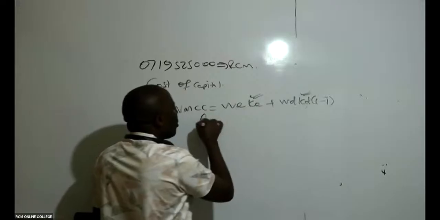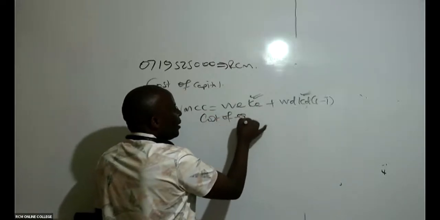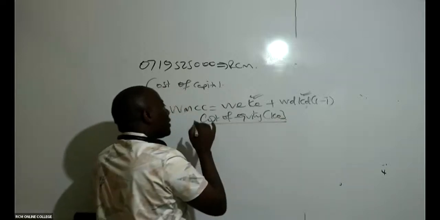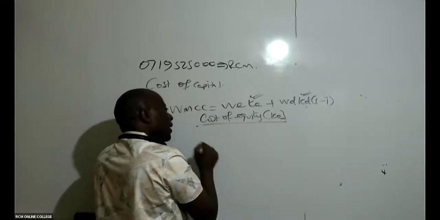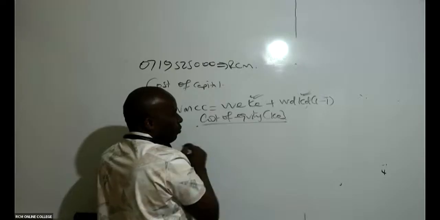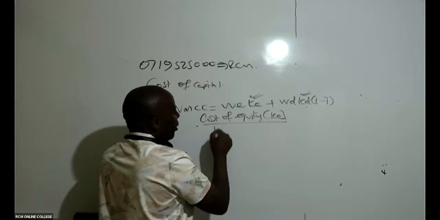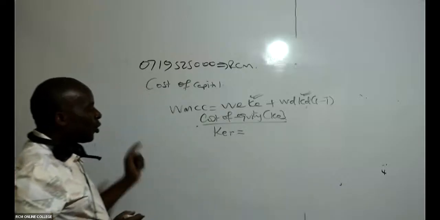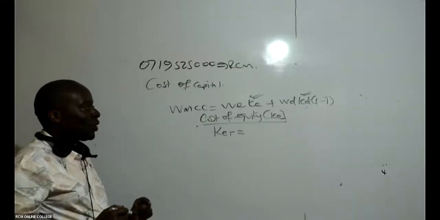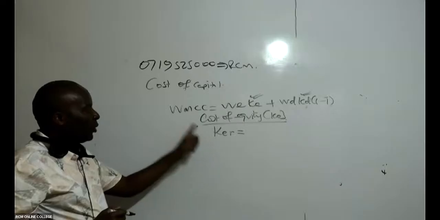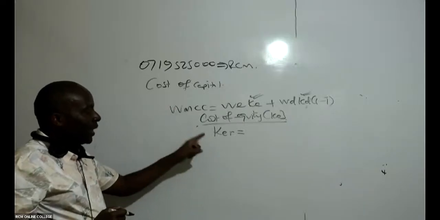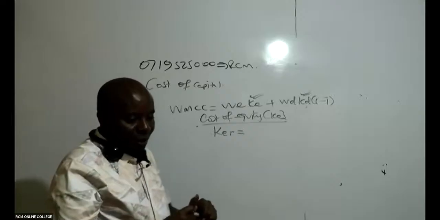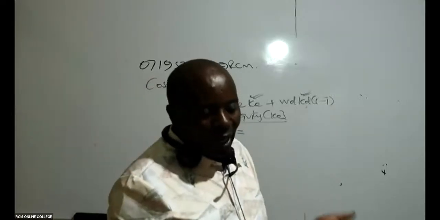Come and give us the cost of equity. And because this is WMCC, I must compute cost of equity for retained earnings, and I must compute cost of equity for ordinary shares. Because it's WMCC, retained earnings becomes relevant. So I must compute cost of equity retained earnings. How do I do this?